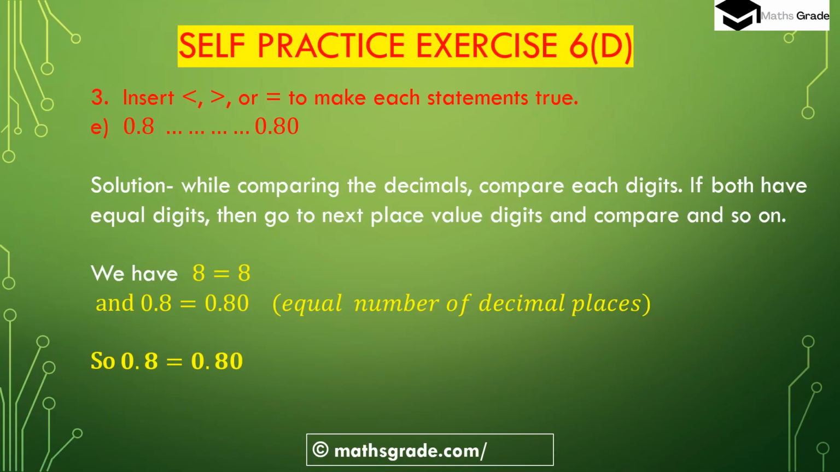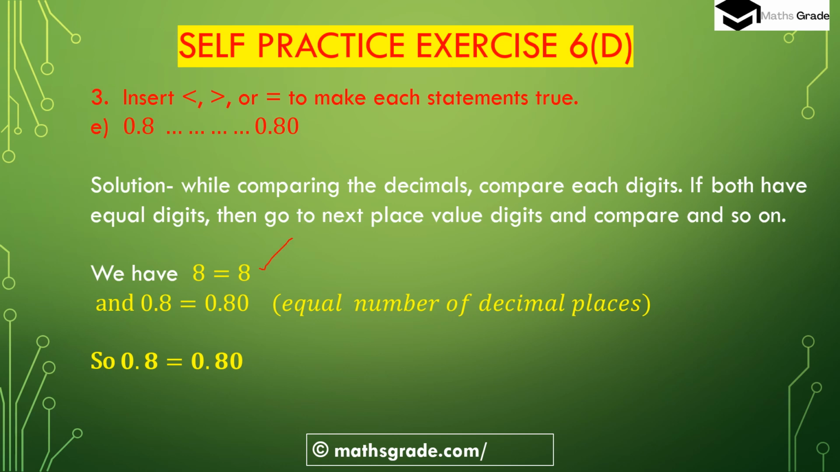Now we'll solve question number 5, part E: 0.8 and 0.80. While comparing the decimals, we have to compare each digit. If both have equal digits, then go to the next place value digits and compare and so on. Here in the whole number part, 0 is there in 0.8, and in 0.80 the whole number part 0 is there. Both have equal digits, so we have to go to the fractional part. After the decimal point in 0.8 the fractional part is 8, in 0.80 after the decimal point the fractional part is also 8. Both have equal digits 8.